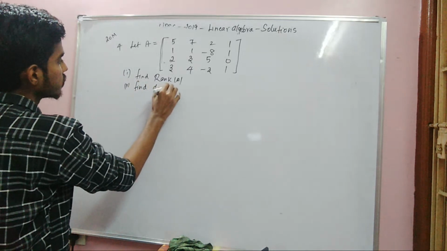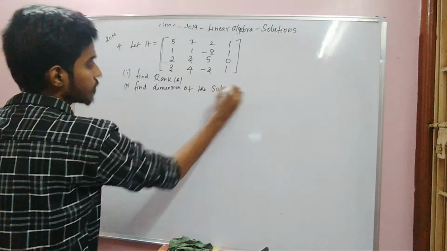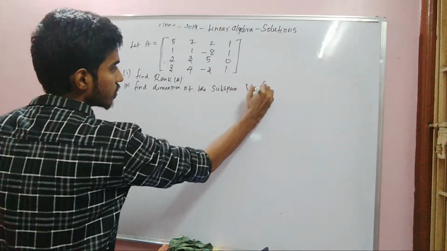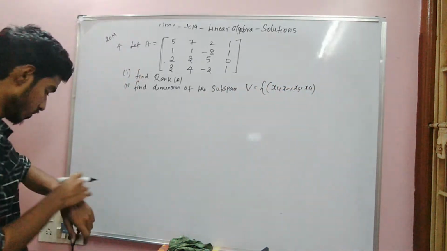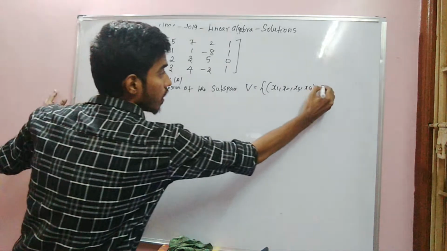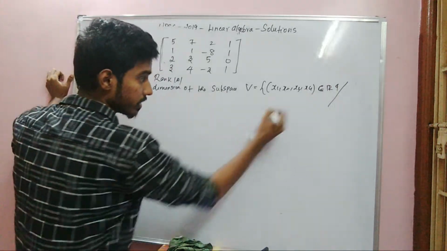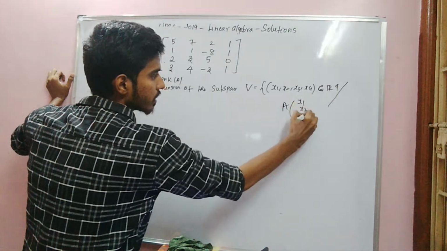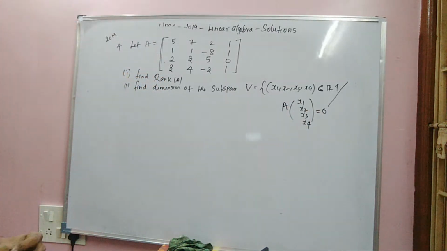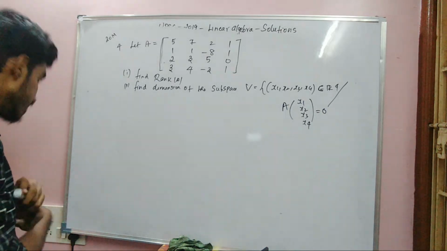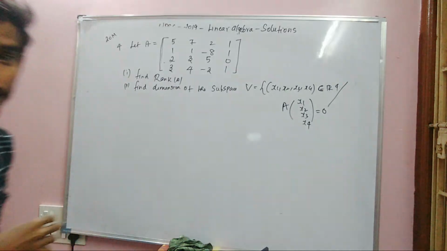Find the dimension of the subspace V, the set of all x1, x2, x3, x4 belonging to R4, such that A into x1, x2, x3, x4 is equal to 0, right? So we need to find the rank for this matrix and then find the dimension of the subspace. Now I think you can find the rank for this matrix very easily, right?